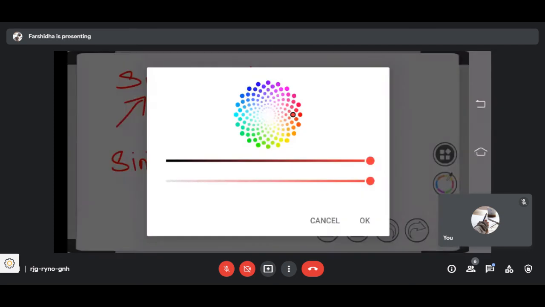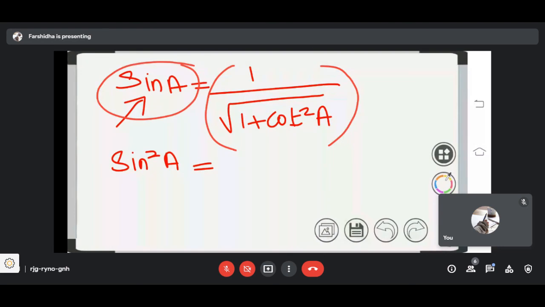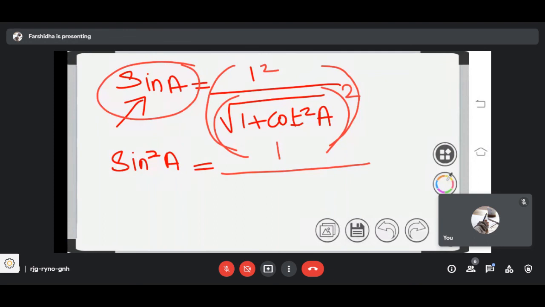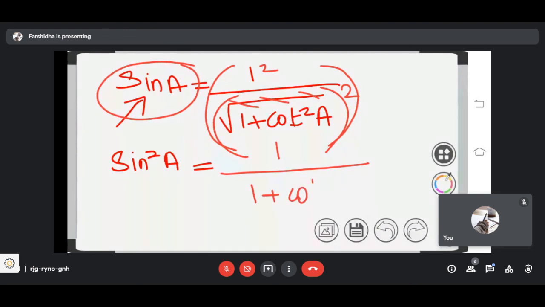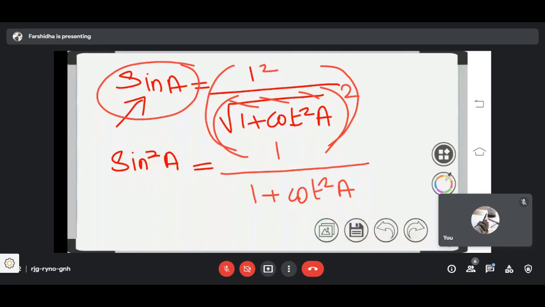Now come to the question. Here, we are squaring the whole term because we have sin square A. So 1 square remains 1, divided by the squared root term. When you are squaring the root term, the root gets cancelled. So this will be simply 1 plus cot square A. Keep it in mind, when you square the root term, the root gets cancelled. That means sin square A is equal to 1 by 1 plus cot square A.